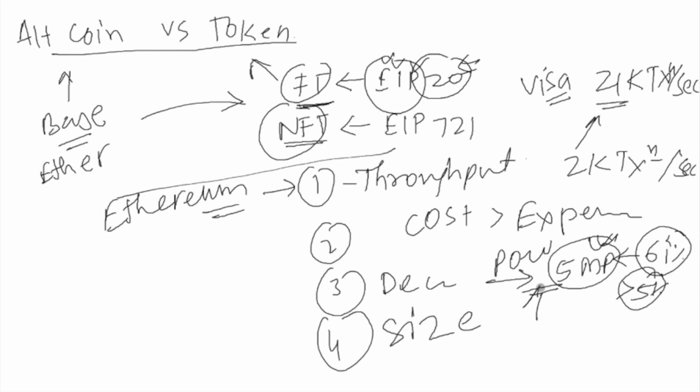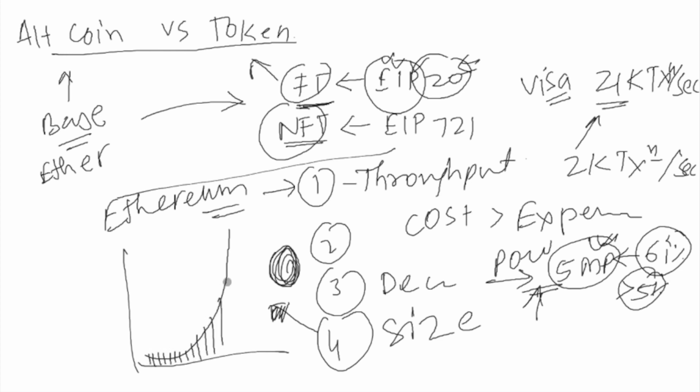Now the fourth one is size. So we have to increase the size of blocks so that we can hold the maximum transactions in a single block, because if you see, the rate of increase is very exponential. In the initial days people were doing only a limited number of transactions, but the number of transactions is growing bigger and bigger exponentially. So somehow we have to adjust that, right?